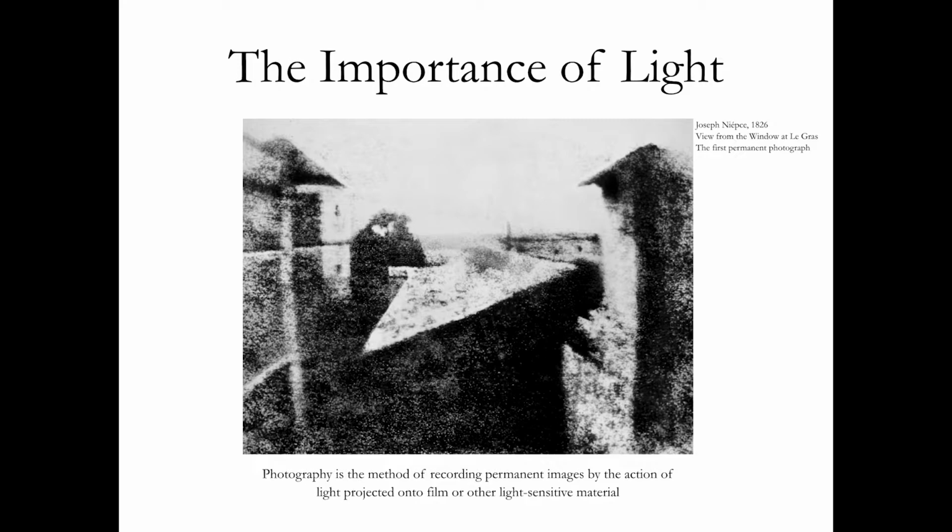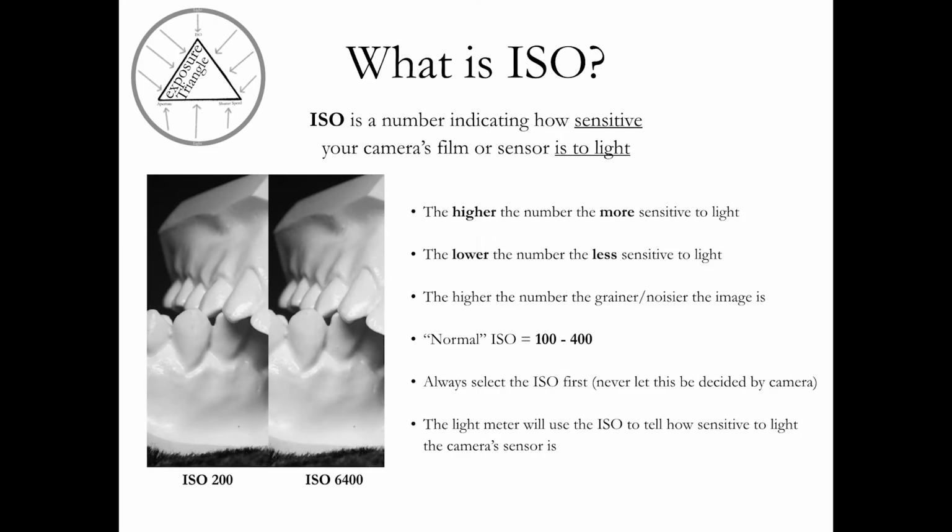So we're looking at a photograph here that doesn't look that impressive, but it is, because this photograph was made by Joseph Niepce in 1826, called View from the Window at Le Gras, and this is the first photograph to capture light and make its impression permanent. Now let's learn what each aspect of the exposure triangle is.